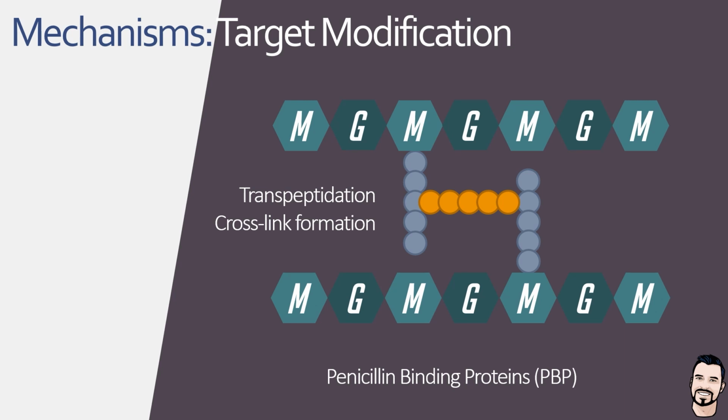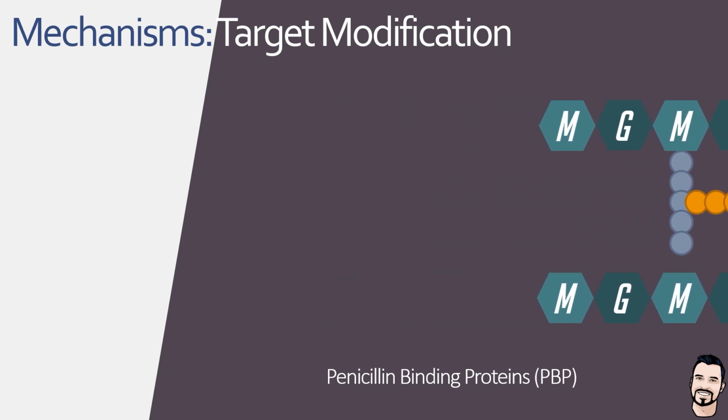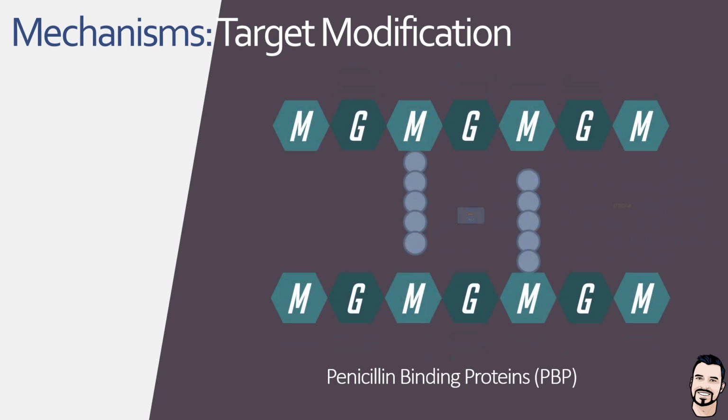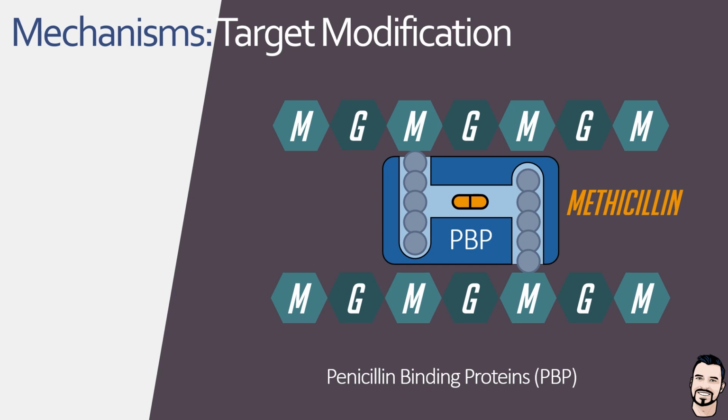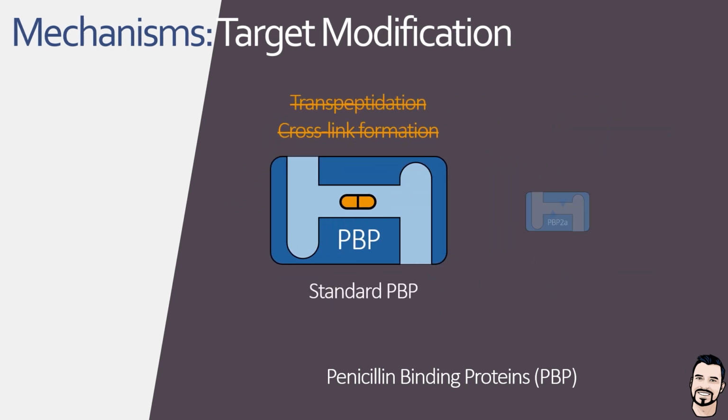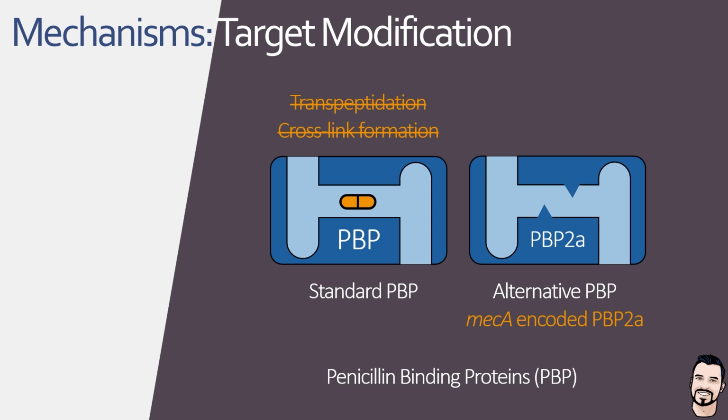Now, if we move on to a different cell, one that has been treated with methicillin, we can see that the methicillin binds to the transpeptidase domain of the penicillin binding protein using its beta-lactam ring, stopping transpeptidation activity and preventing cross-link formation. And this is where our modified target comes in. Some Staphylococcus aureus cells produce an alternative penicillin binding protein known as penicillin binding protein 2A, encoded by the mecA gene, which they most likely acquired by horizontal gene transfer.